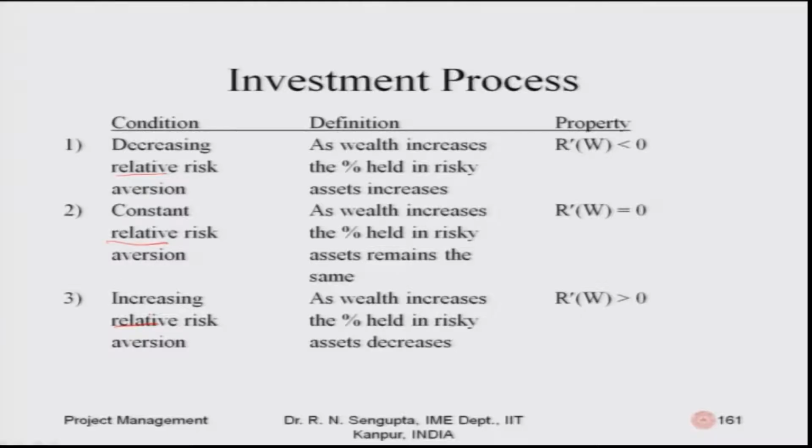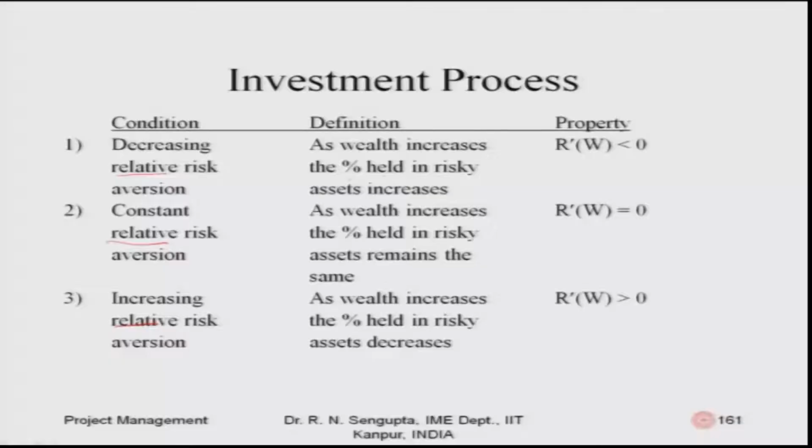As wealth increases, the percentage held in risky asset increases. In that case it was the quantum sense, now it is the percentage sense. So, again it would mean that as wealth is increasing, if the percent held in risk asset is increasing, I am willing to be more of a risk taker. Exactly the same thing as we have discussed for A prime.